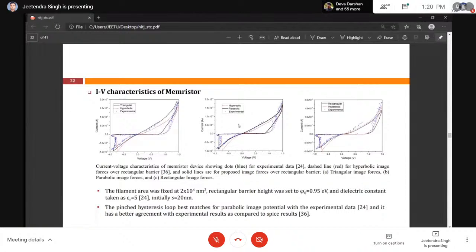And if we impose the parabolic image potential, then it is seen that it is very similar to the experimental data. It mostly matches the experimental data. And if we apply the rectangular barrier, because it has less tunneling current, it is lower. The off state is lower as compared to the experimental data. So you can see that the best matching appears when the parabolic image potential is imposed.